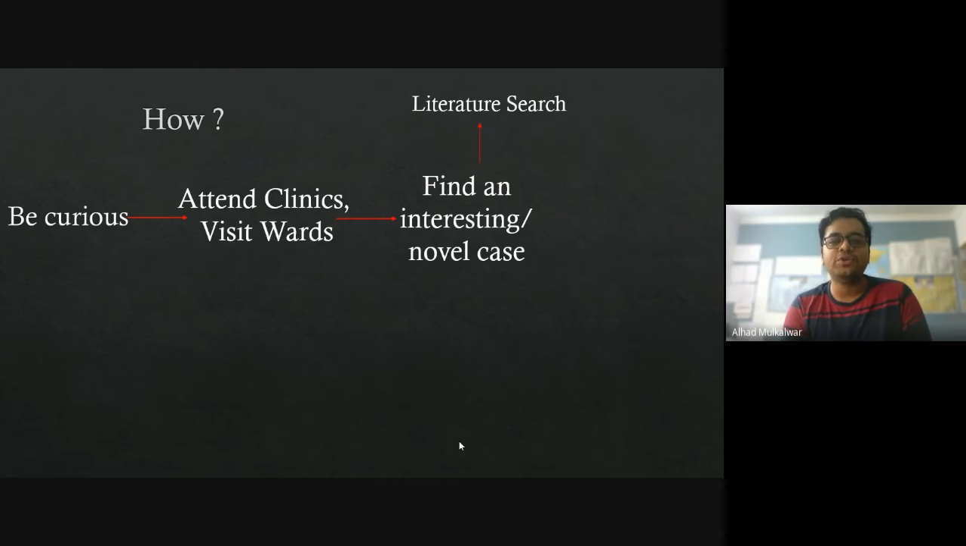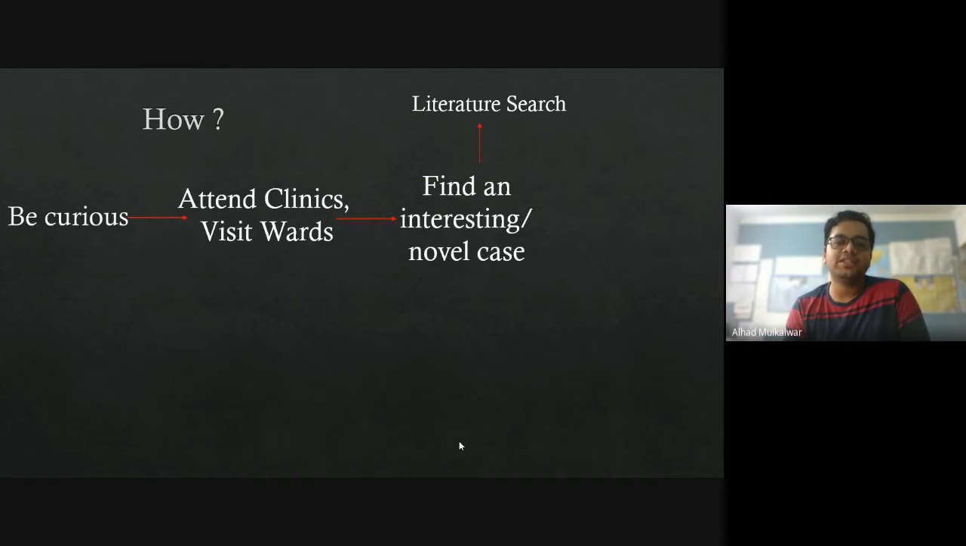But then to find out if something is new, you need to know what is old. So how do you know what the existing literature is? How do you know that this case is something different from the convention? So for that, you need to know the convention. You need to know what all has been done in this regard, what all has been observed earlier, and is this something different? So for that, you have something called a literature search.